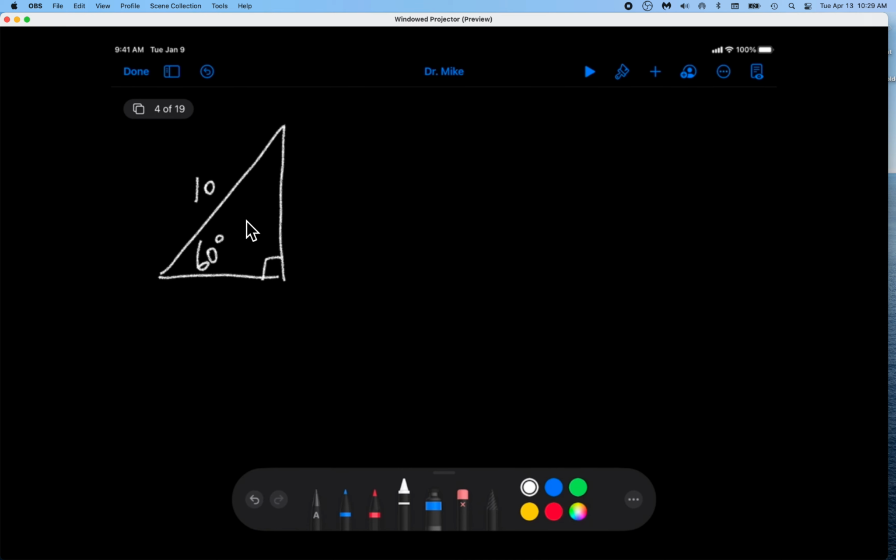Okay. The fact that that's a 60 means this has to be 30. What did they give us? They gave us the side opposite the 90. We have to work with 30 degrees. What is the factor? 2. Are we getting bigger or smaller? We're getting smaller. We have to divide.